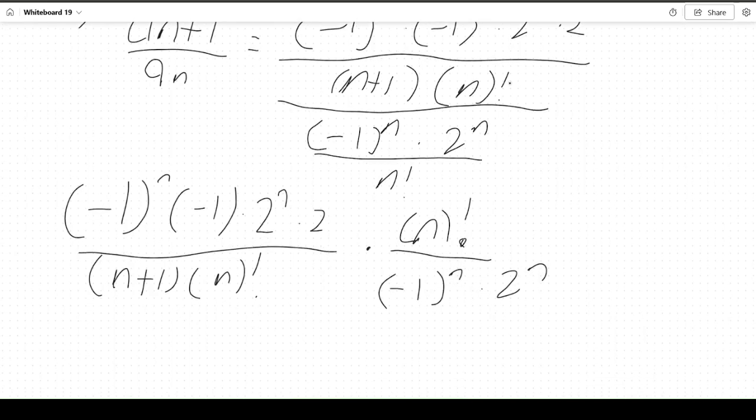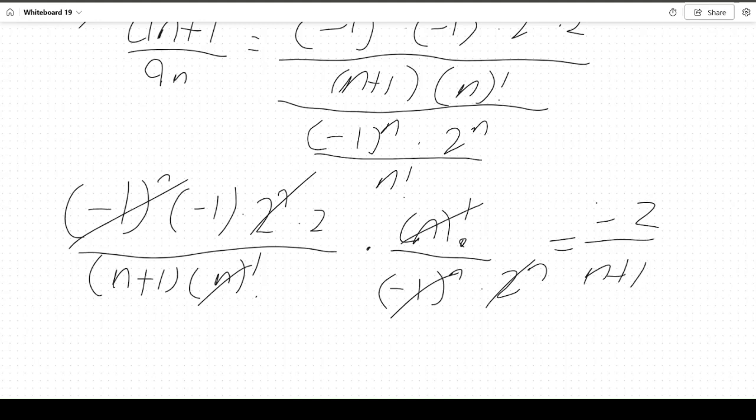Here we have the reciprocal, and as you can see, we have stuff to eliminate. So we can eliminate this, this, and this, and now we are left with negative 2 over n plus 1. It's not that bad, right? Oh yeah, we have to put the absolute value, because that's how it says in the equation when you do this for the ratio test.